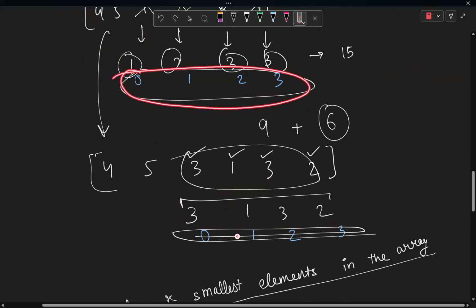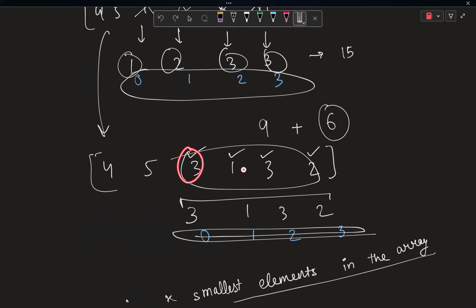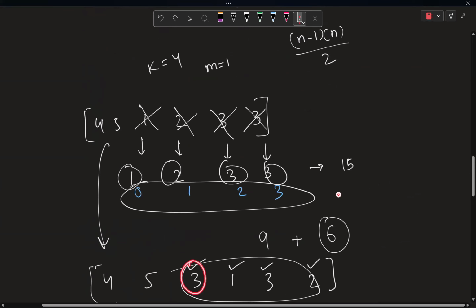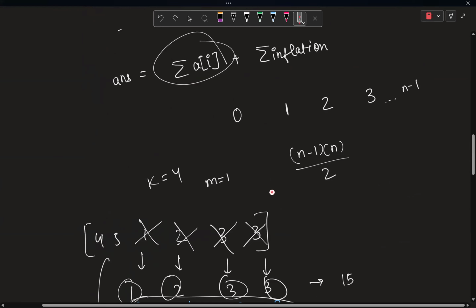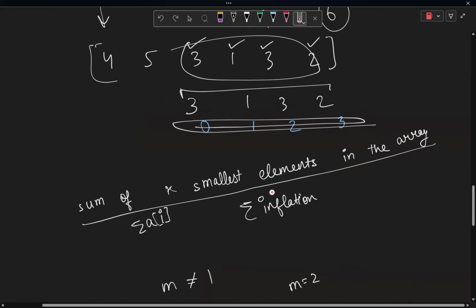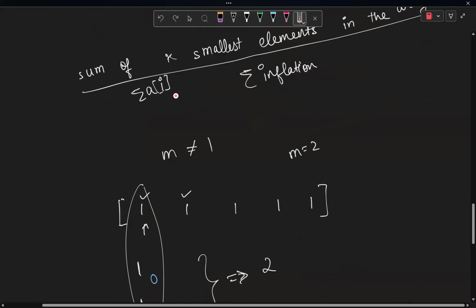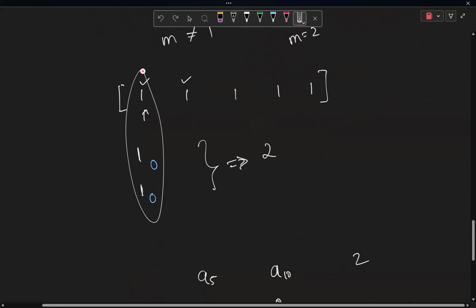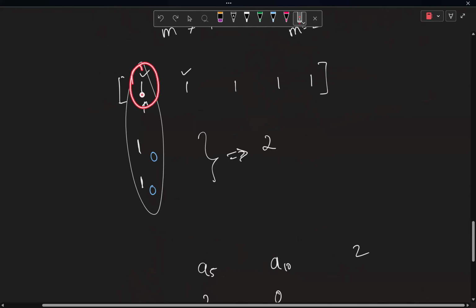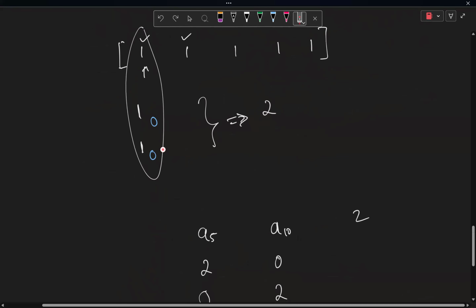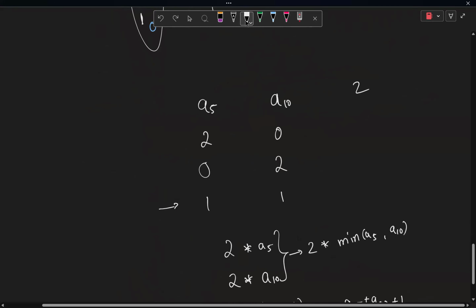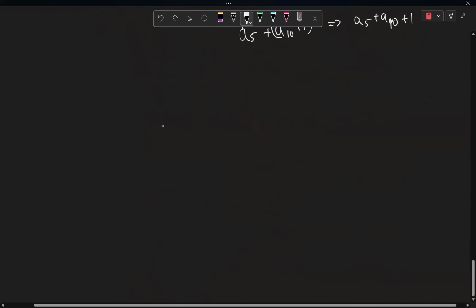And these inflations do not even depend upon which elements I chose. It only depends on... if m is equal to 1, it does not even depend upon anything. We just saw that if m is equal to 1, then the inflation cost would be constant eventually. But if m is not equal to 1, it does depend upon whether you bought one ticket today, two tickets today, zero tickets today, or how many tickets, right? It does depend upon that thing. We just saw this right now.